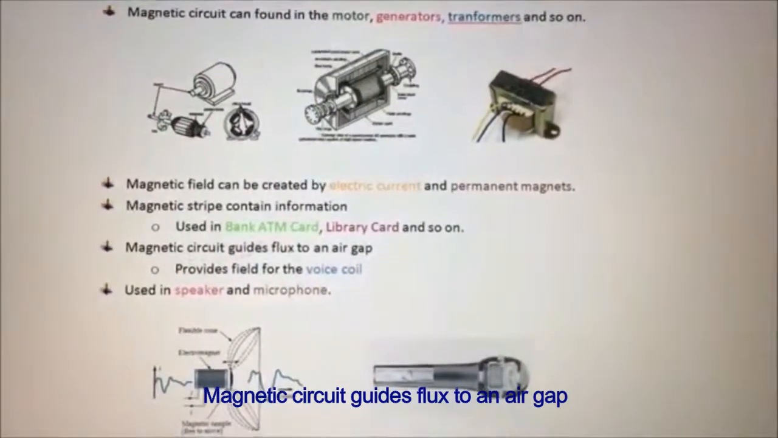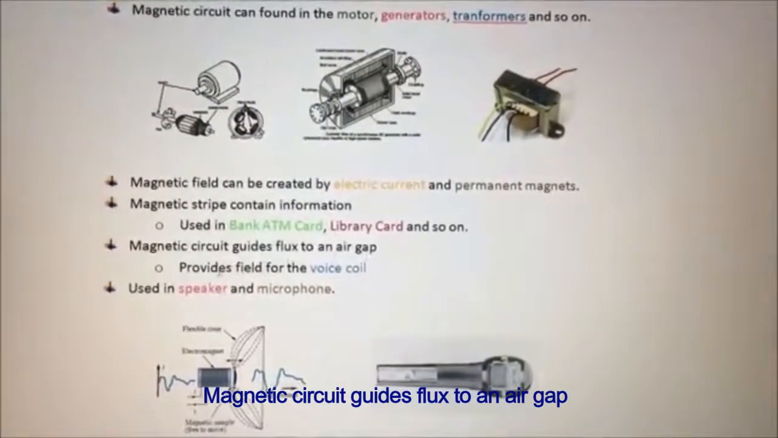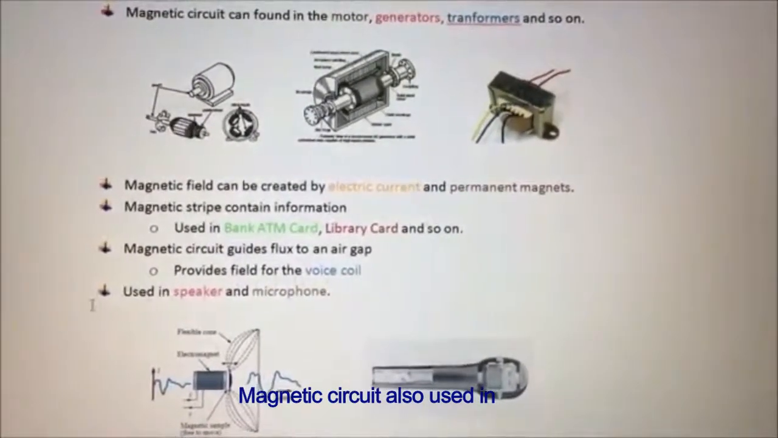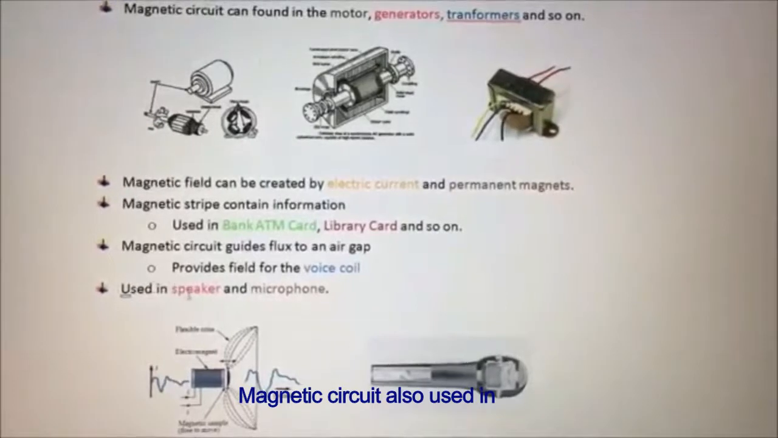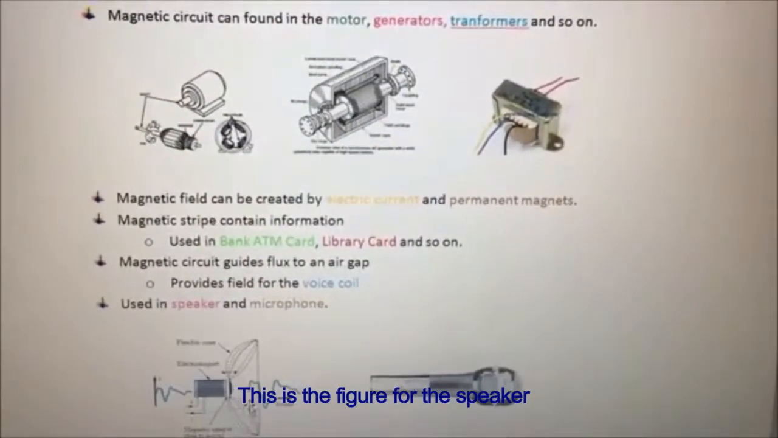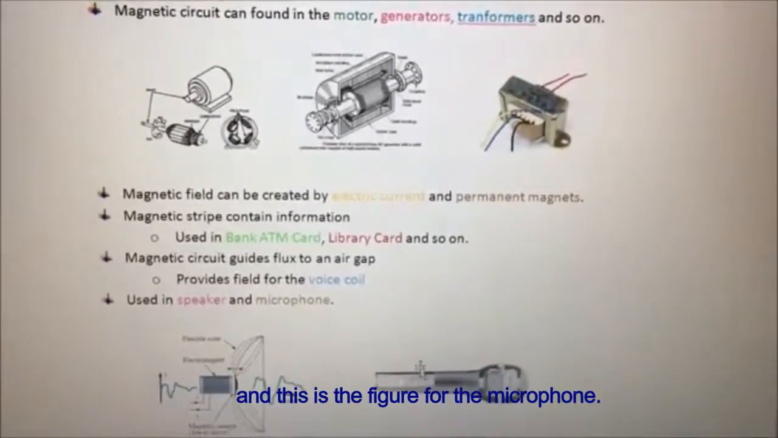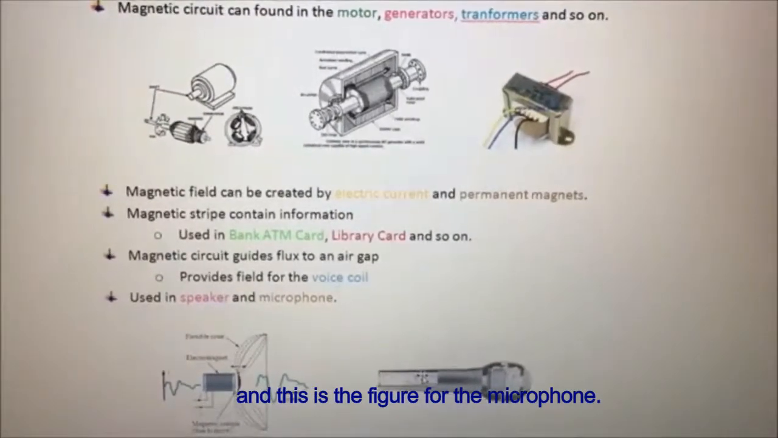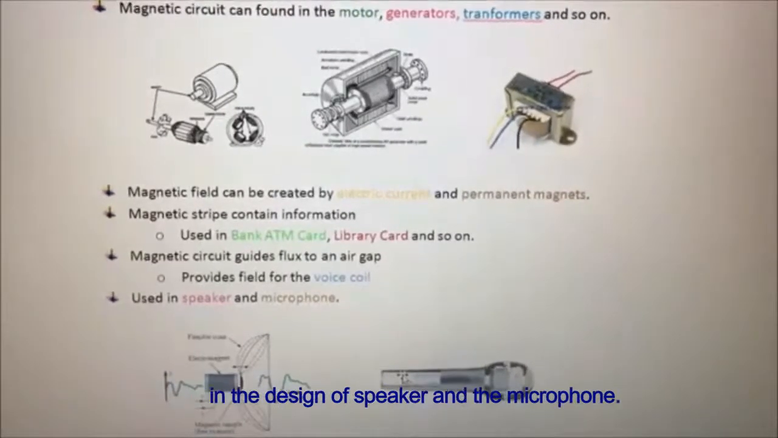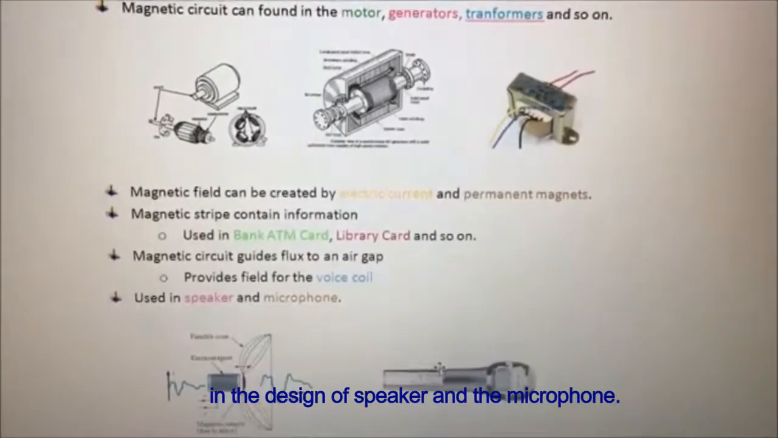Magnetic circuit guides flux to an air gap. This provides force for the voice coil. Magnetic circuit is also used in a speaker and microphone. This is the figure for the speaker and this is the figure for the microphone. Electromagnetic effects are the moving force in the design of the speaker and the microphone.